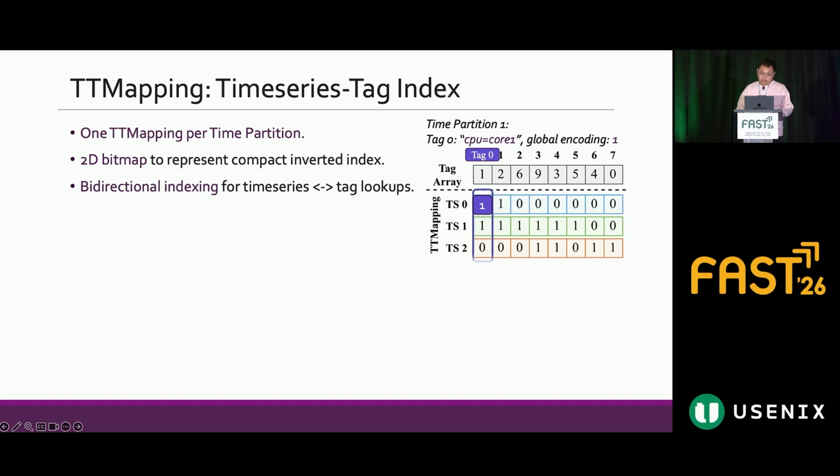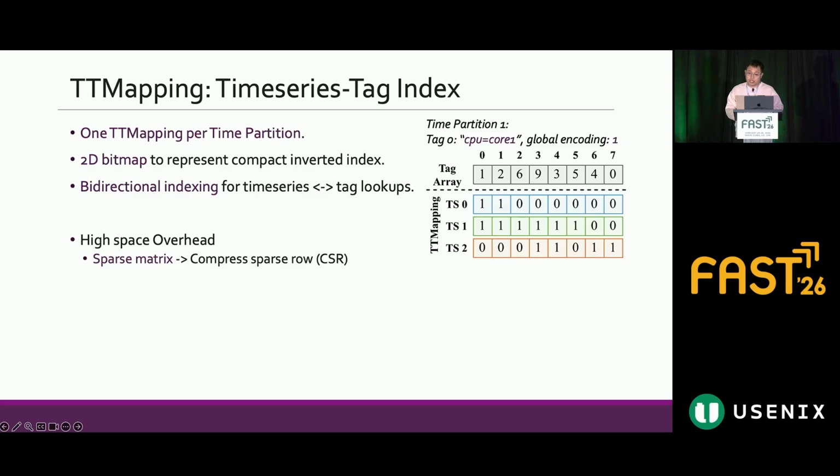And also for the tag information, if we try to find the involved time series, we can still utilize the column data. So we find that time series 0 and 1 contain the tag 0. And you may find that this kind of matrix is a sparse matrix, so we can further compress it.